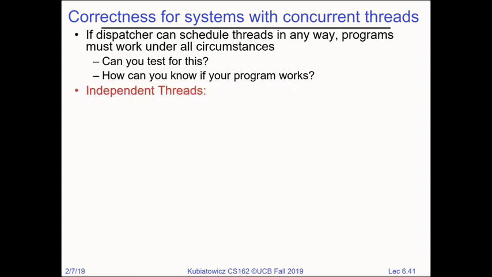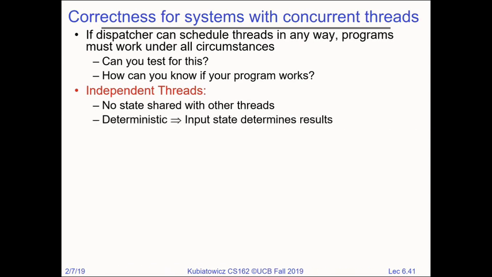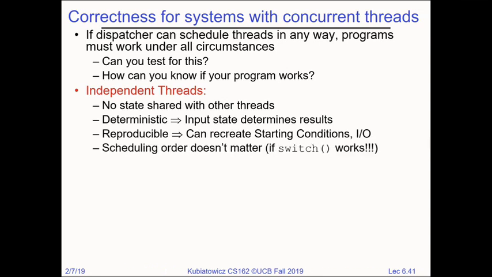No. Look, what about independent threads? If you have two threads that share no state, then you can think about them independently and get the right answer, because they're not sharing state. You can get deterministic output, where the input state determines the result, and it can be reproducible. You can recreate the starting conditions in the I/O, and the scheduling order doesn't matter if the switch isn't broken. So that's all great. The problem is that we're mostly here.